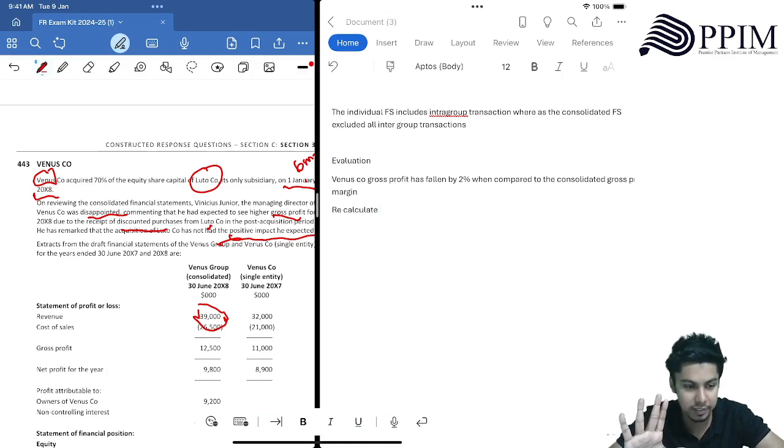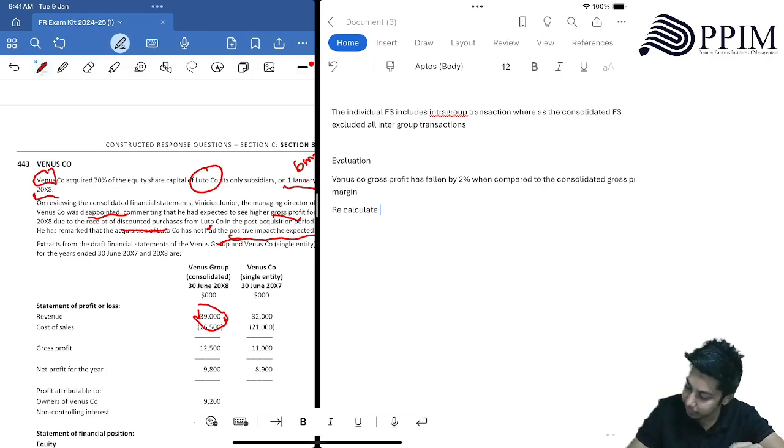5 million, no? Can you guys remember? 5 million was given by Luto. Okay, now calculate and show it to me guys over there. Exactly. 5 million was given by Luto.